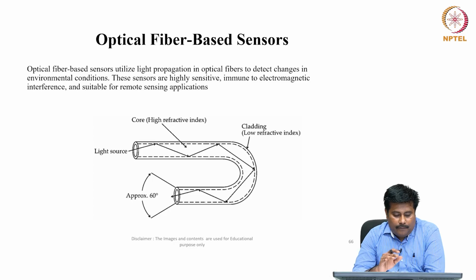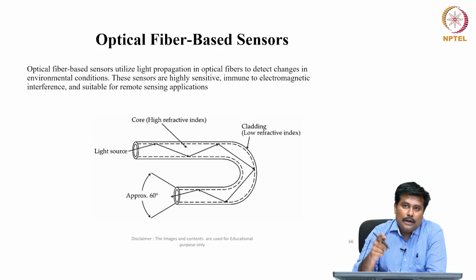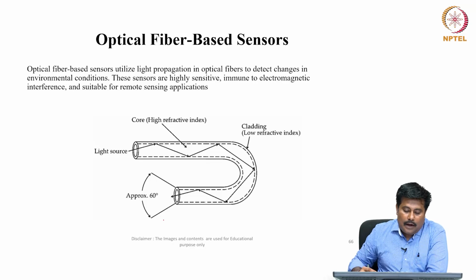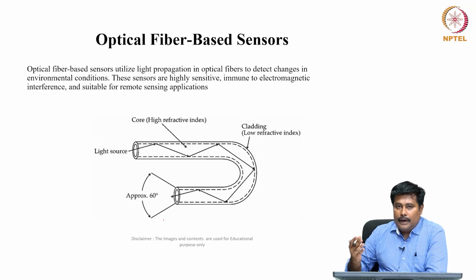Let me introduce you to the configuration of this optical fiber based sensor. In this optical fiber based sensor, we have a light source, there is a core, and then there is a cladding. Through the core, the light is made to pass. There is a total internal reflection which occurs in this process, and the core has a high refractive index and the cladding has a low refractive index.